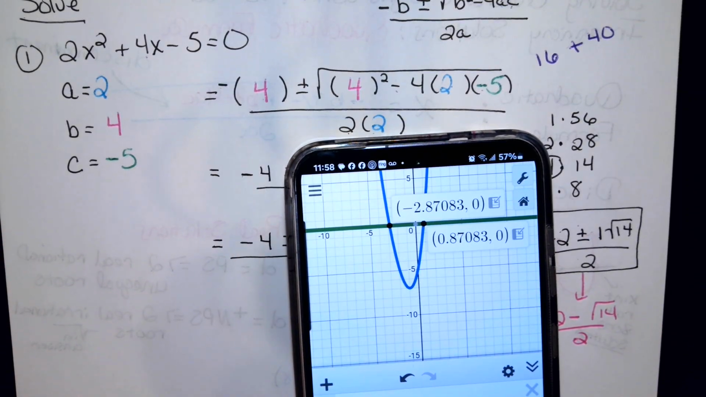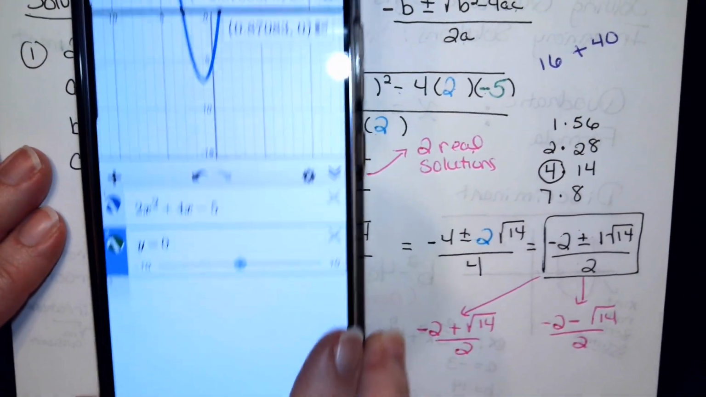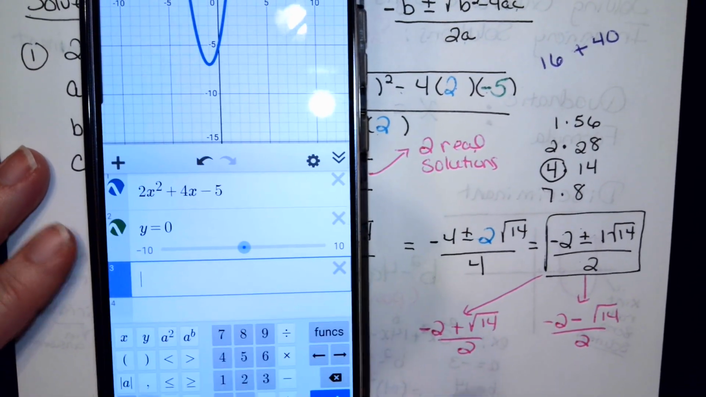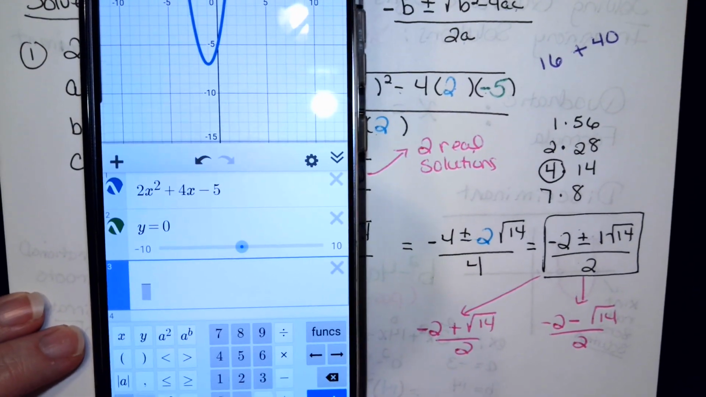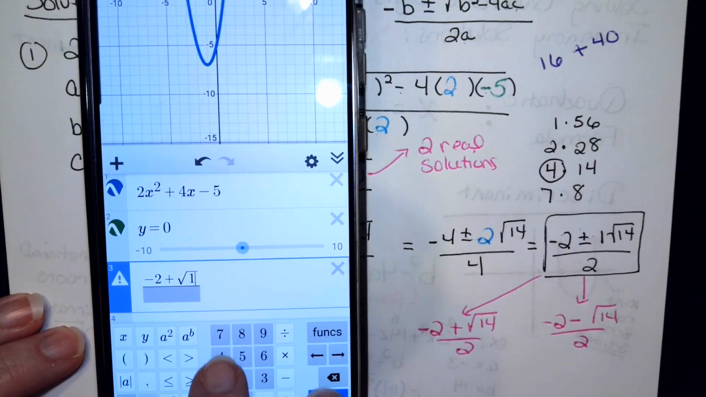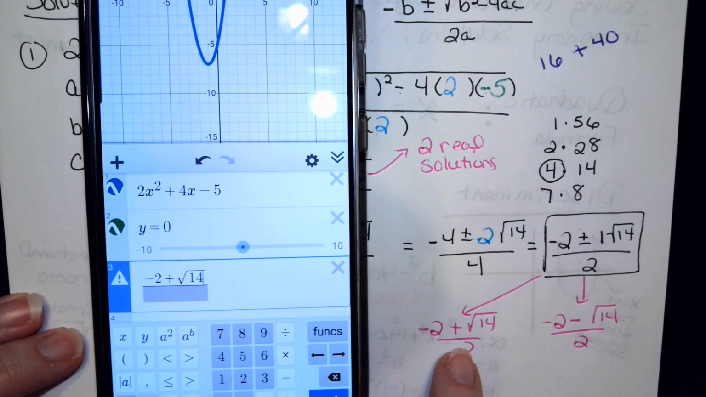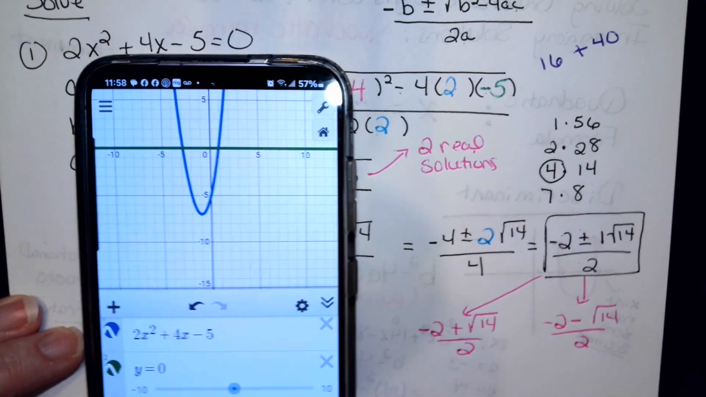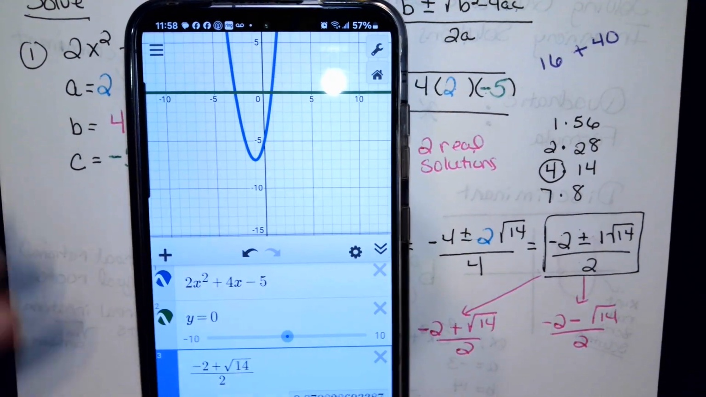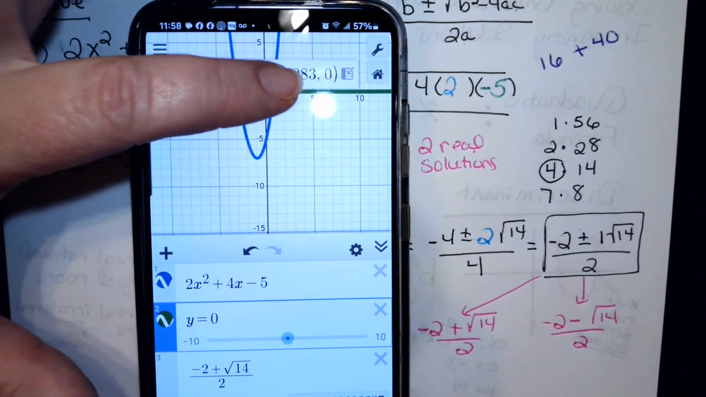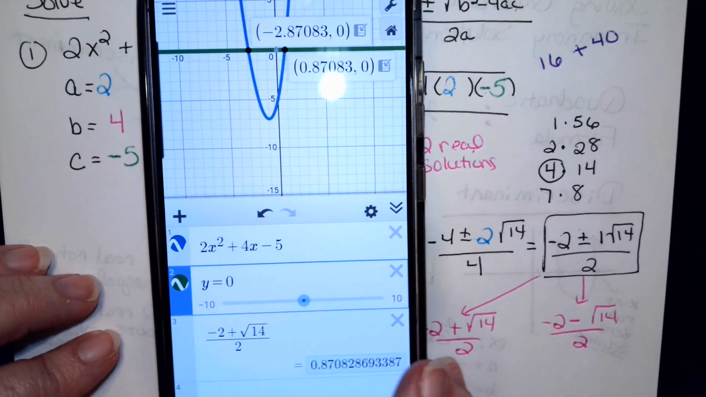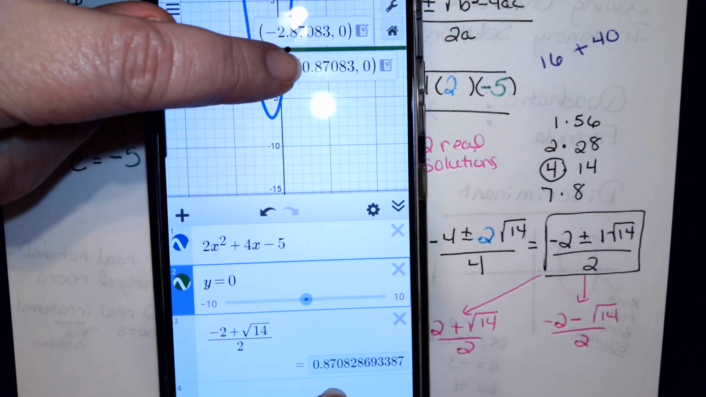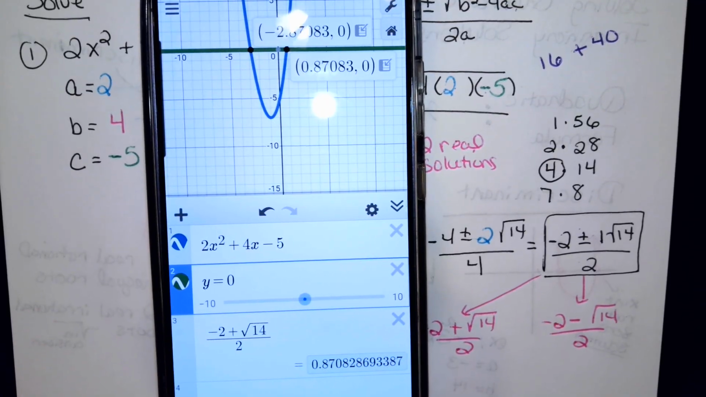So how can we use Desmos to verify our answer for something like this? I'm going to test this answer first. This is a fraction, so I'm going to do division. So I've got negative 2 plus the square root of 14 over 2. We see that decimal right there, 0.87. Keep 0.87 in mind. If I come right here, do I have that same decimal? Yes, 0.87 is right here as my x. So that lets you know that is a solution.